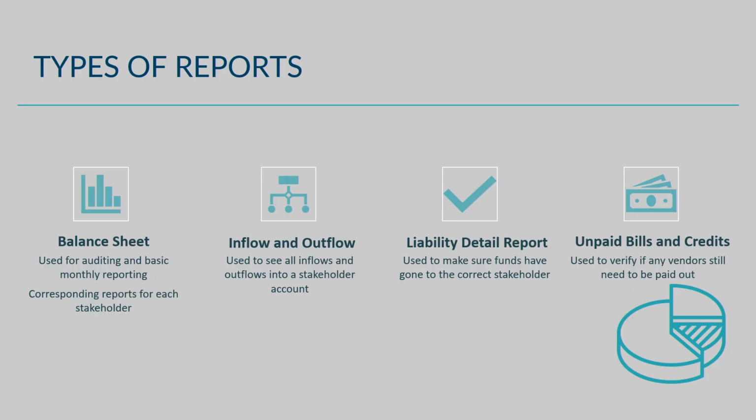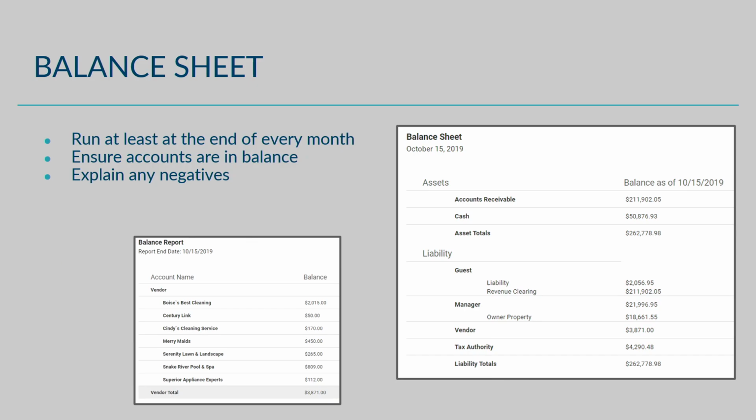But we do kind of categorize these reports. So your balance sheet is used for auditing and basic monthly reporting. This is also a corresponding report for each of your stakeholders. Your inflow-outflow is used for all inflows and outflows into stakeholder accounts. Your liability detail report is used to make sure funds have gone to the correct stakeholders, and your unpaid bills and credits used to verify any vendors that still need to be paid out. Now, we do have a manager unpaid and a vendor unpaid bill, which we'll see in a moment.